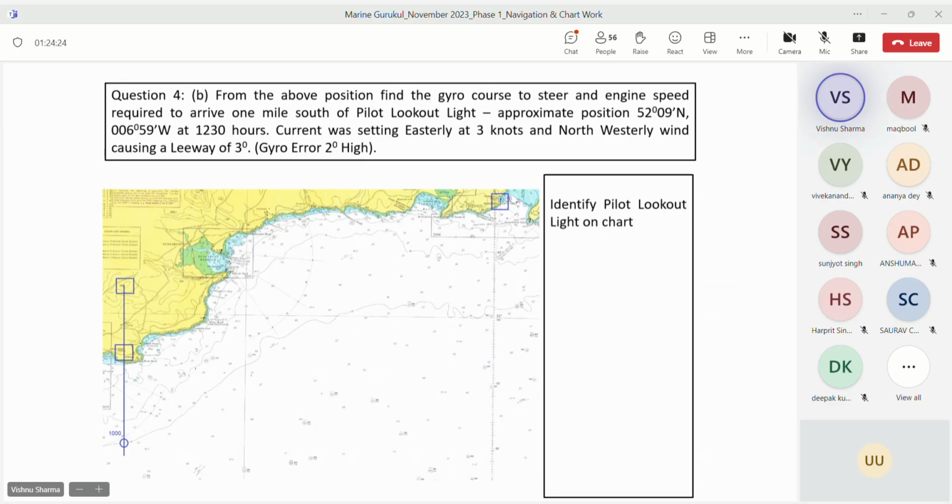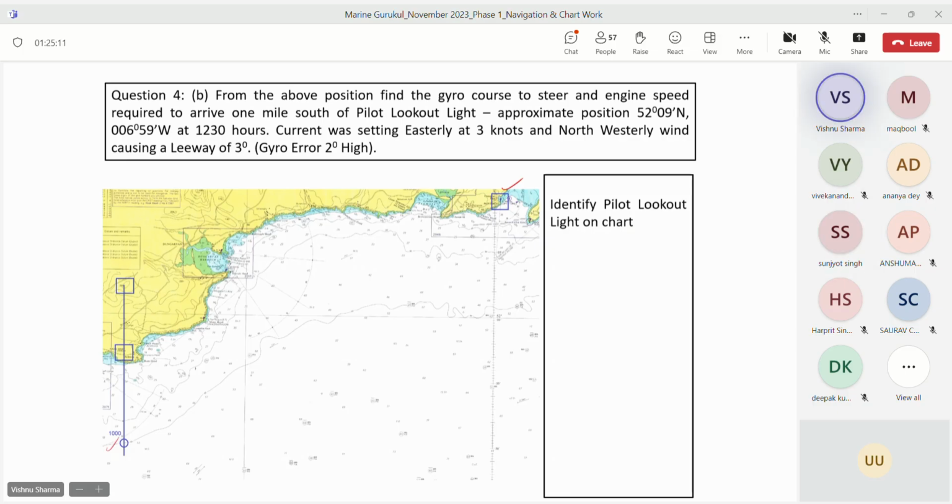From the above position, that means this position out here, find the gyro course to steer and engine speed required to arrive 1 mile south of pilot lookout light. This is the pilot lookout light. Approximate position given at 12:30. So what time do you want to reach south of pilot lookout light? 12:30. Current was setting easterly at 3 knots and northwesterly wind causing leeway of 3 degrees. Gyro error 2 degrees high. So gyro error will be used when the true CTS is to be converted to gyro.